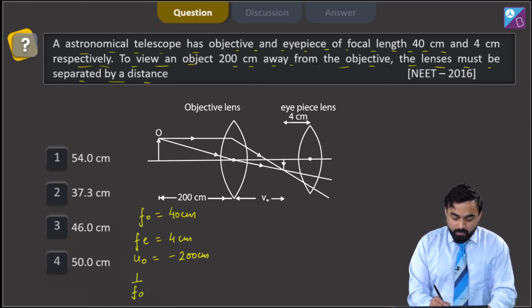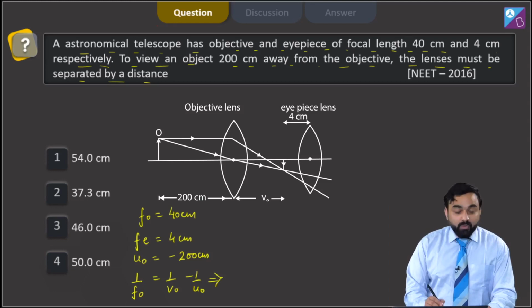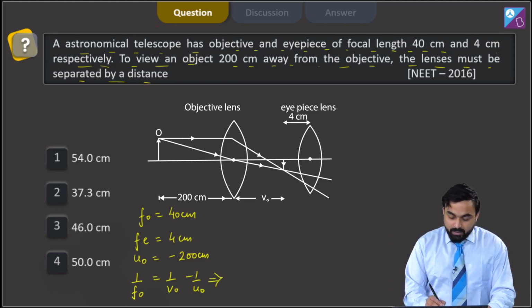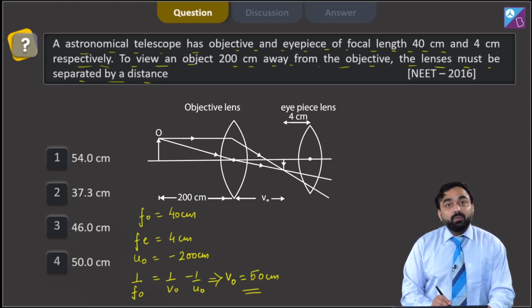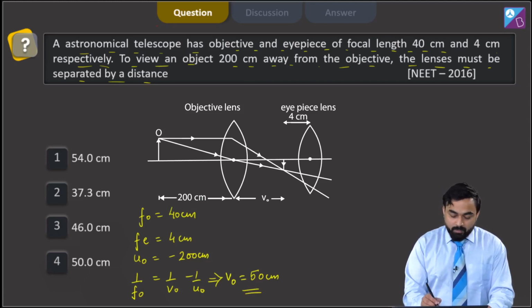So if we apply the lens formula for the objective here, which is given by 1 by f naught is equal to 1 by v naught minus 1 by u naught, and substitute all these values, we will be getting the value of v naught to be equal to 50 centimeter, correct? Therefore, the distance of the image from the objective, which is denoted by v in this particular diagram, which is equal to v naught, is equal to 50 centimeter.